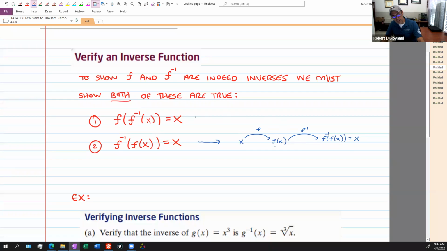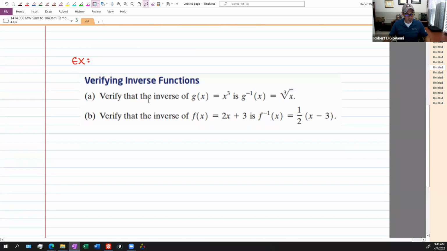The other one says that we also have to show that if you start with the x in the inverse first, then you plug that into the f function, that again, it will come out unchanged. So you have to go both directions. X goes into f, then f inverse, comes out unchanged, and x goes into f inverse, then through f, and comes out unchanged. You have to show both.